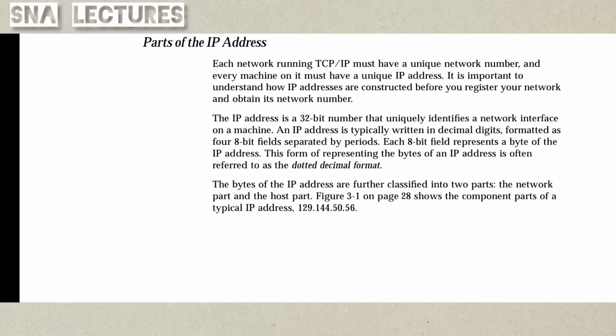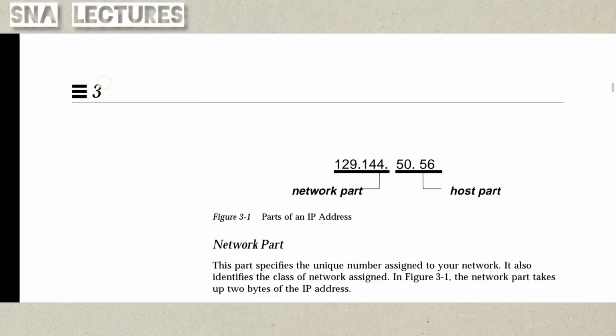The IP address is a 32-bit number that uniquely identifies a network interface on a machine. An IP address is typically written in decimal digits, formatted as four 8-bit fields separated by periods. Each 8-bit field represents a byte of the IP address. This form of representing the bytes of an IP address is often referred to as the dotted decimal format. The bytes of the IP address are further classified into two parts: the network part and the host part.